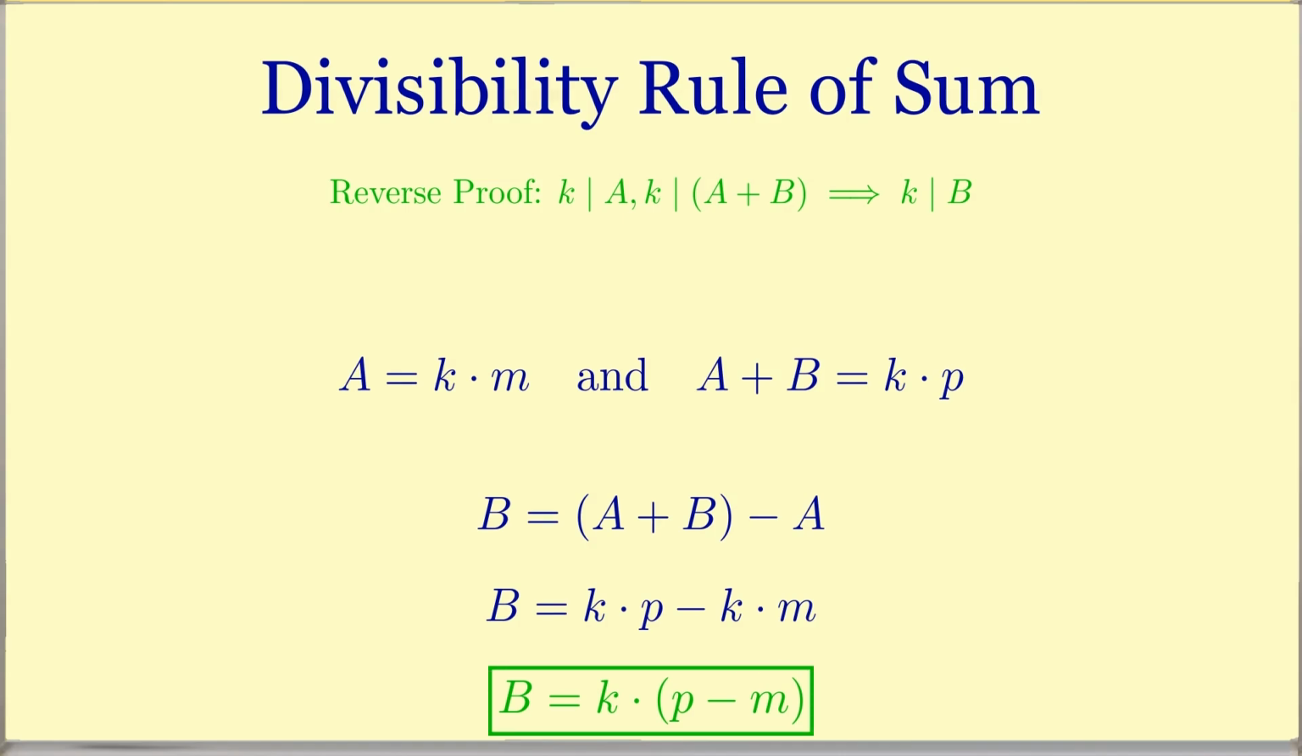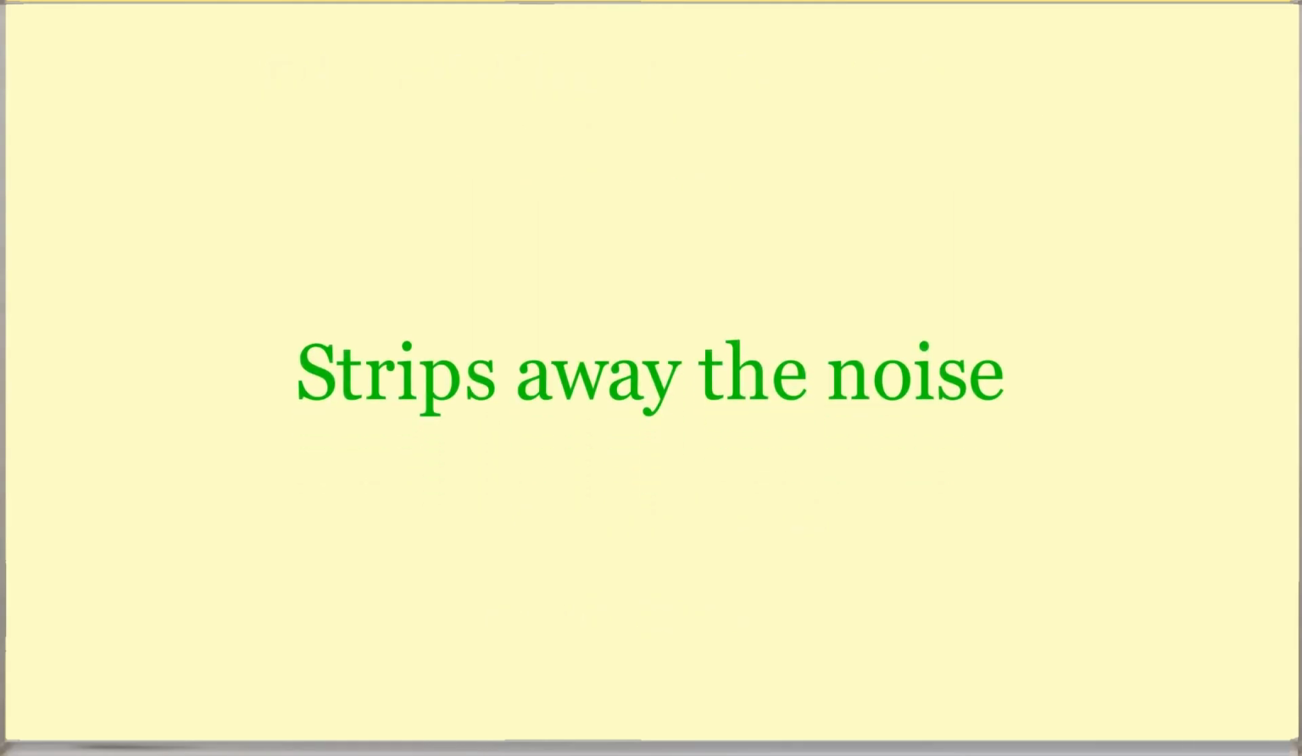The proof is complete. Why is this so powerful? Because it lets us strip away the noise. When you are testing a massive sum for divisibility, you can immediately cross out any chunks you already know are multiples of your divisor. They effectively become irrelevant. The divisibility of the entire system rests entirely on whatever unknown pieces are left over.